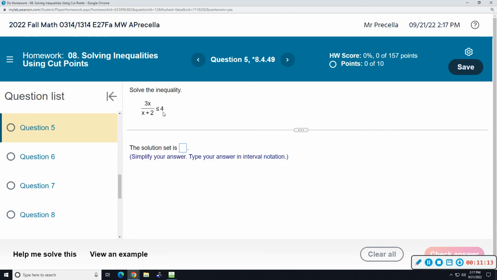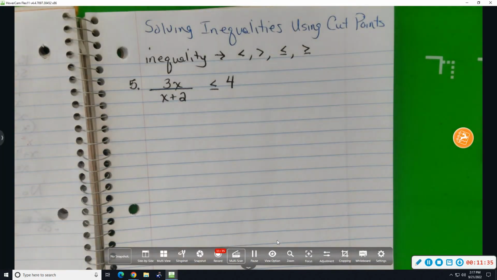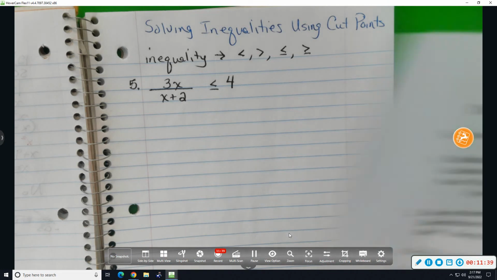Notice at no time will the instructions say use the cut point method. You have to know, if there's a less than or greater than symbol, I follow these steps. I'm going to draw a number line and shade regions. So everyone has the steps? Everyone get them? Let's read the first step.